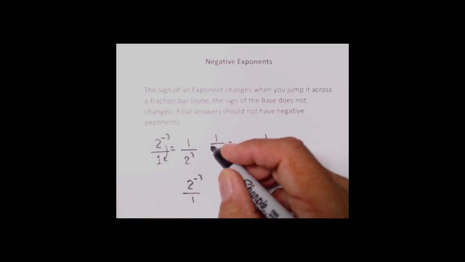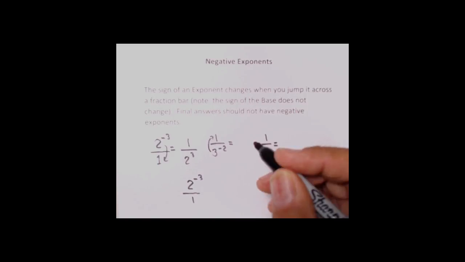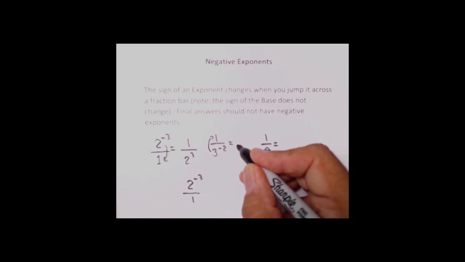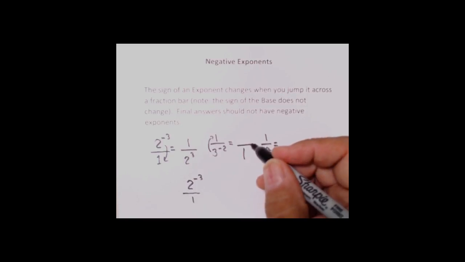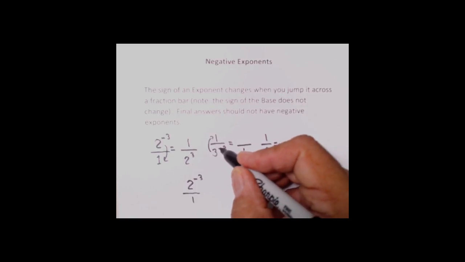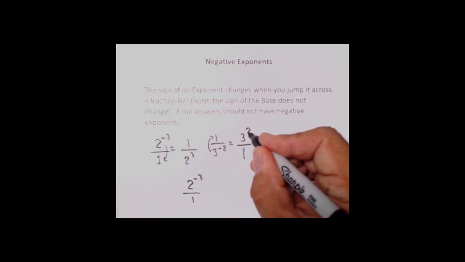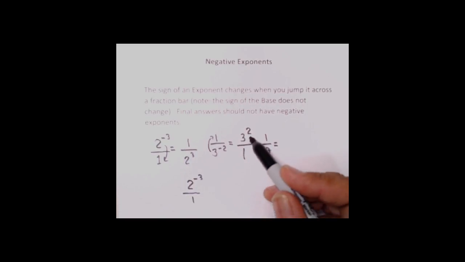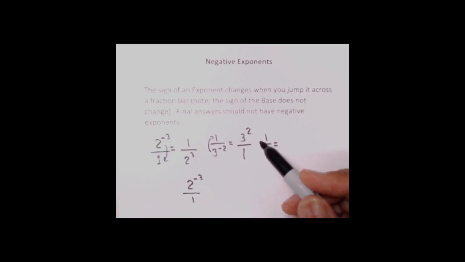Well, likewise, if I have a negative exponent downstairs and jump it to the other side of the fraction bar, since we jump everything, we've got a 1 downstairs, and it changes the sign of the exponent, and this becomes 3 to the positive 2. Well, 3 squared is just 9. 9 over 1, well, that's just 9.